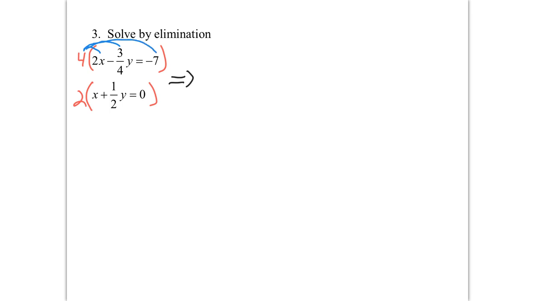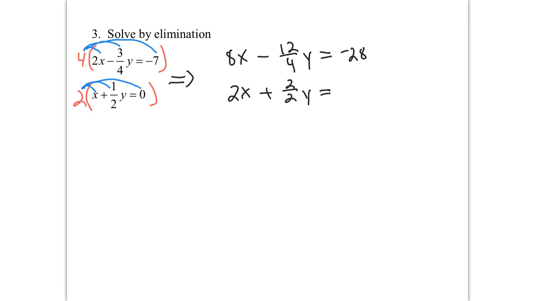So we have 4 times 2x, that's 8x. You multiply 4 times 3 and you keep the denominator, so it's going to be negative 12 over 4y. And 4 times negative 7, that's negative 28. Now at the bottom, you multiply by 2. So you multiply 2 times x, 2 times 1, and keep the denominator, and 2 times 0. You already know what that is, but I'm going to distribute. So we get 2x plus 2 over 2y equals 0. 2 times 0 is 0.